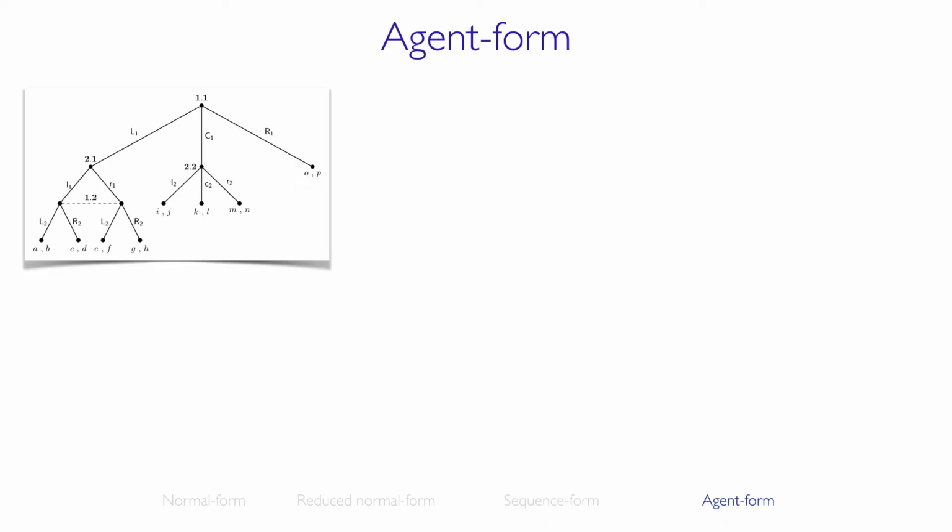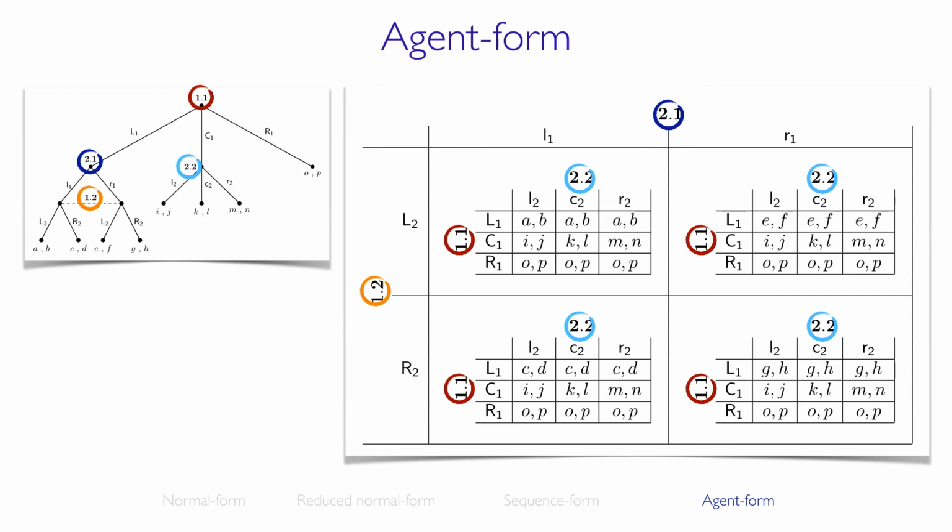Now we conclude providing the agent form representation of the game. Remember that in the agent form, each information set of the extensive form corresponds to an agent that is a new player. In this case, we have 4 information sets, therefore 4 agents. In the picture, you have a representation of the agent form.